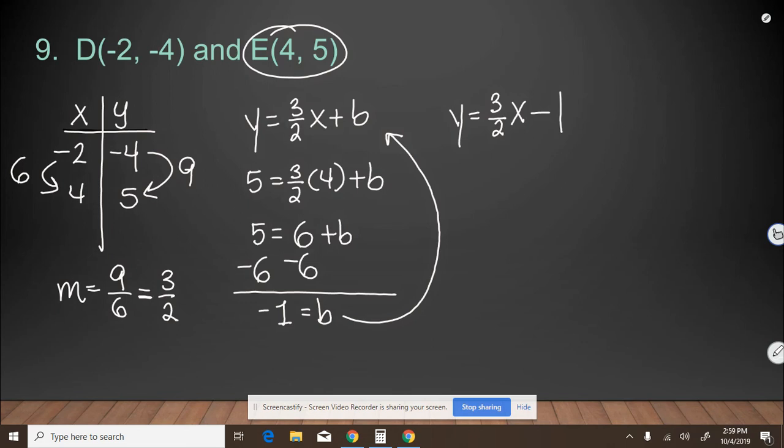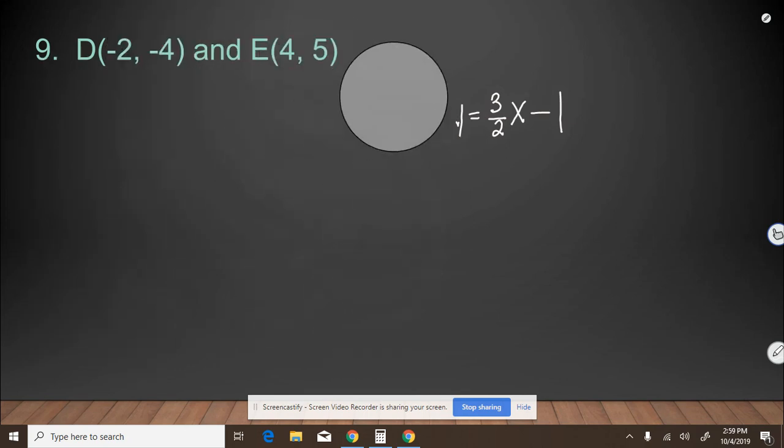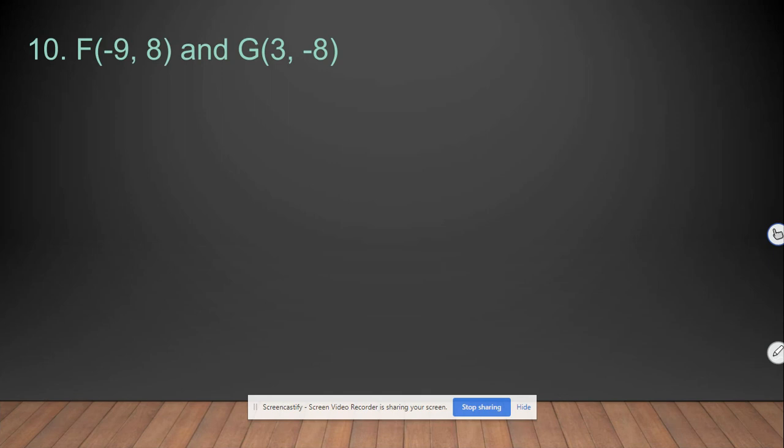And again, if I wanted to, I could plug in the 4 to get out 5. So 3 halves of 4 would be 6, and 6 minus 1 is 5. I could plug in the -2, and I would get out -4. 3 halves of -2 is -3, and -3 minus 1 is -4, proving that I did it correctly. All right. Hopefully you see where I'm going here. We're going to do one more together before you're on your own.